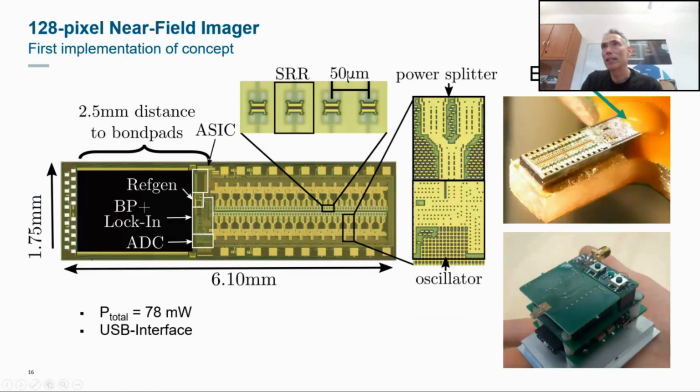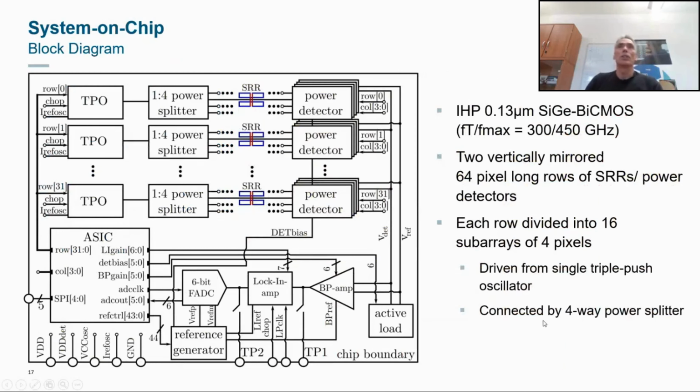Now you see the chip is pretty tiny. These are just a few millimeters in size. It's 1.75 times 6 millimeters. And you can attach this chip to a regular FR4 board, and then you can run this chip in first evaluations.